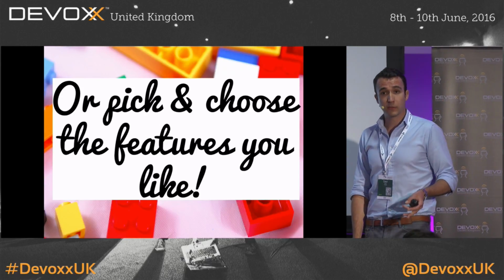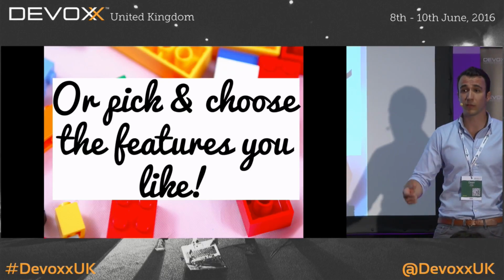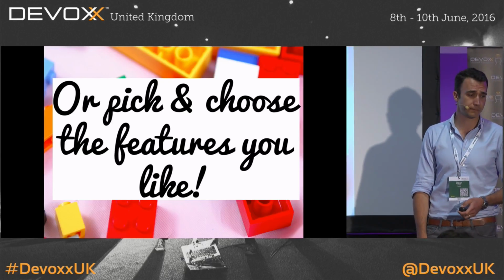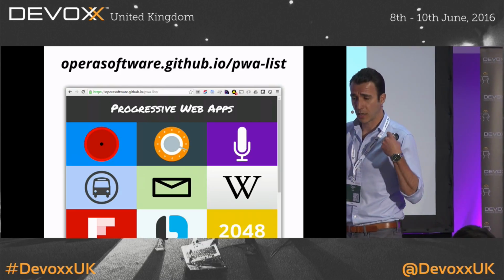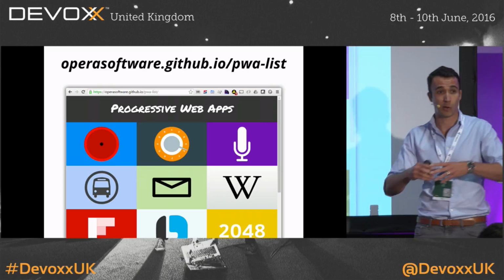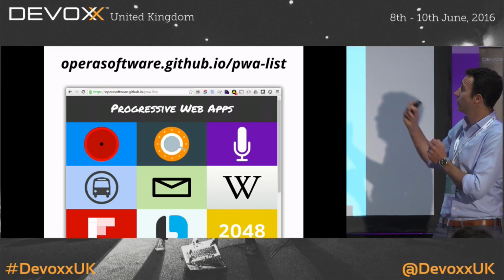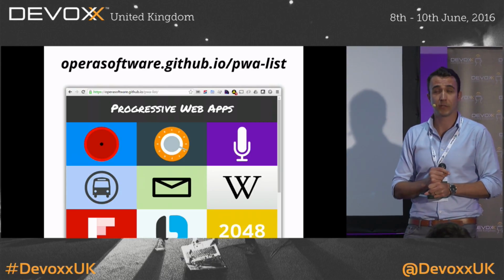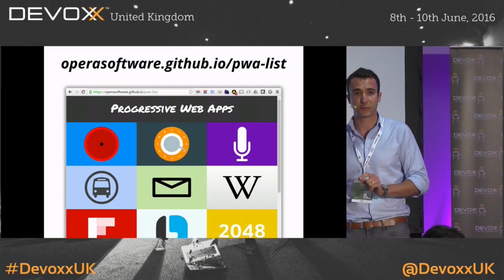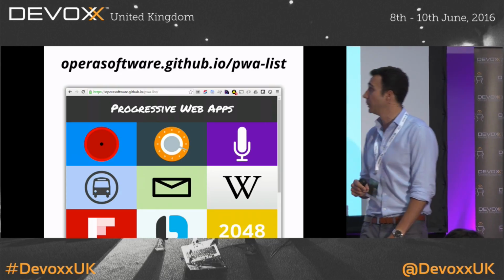Or, if like me, you just kind of like tinkering and playing around, why not just pick and choose? Think of them as Lego blocks, just adding them onto your site. There's some great examples out there of what progressive web apps are currently capable of doing and how some people are using them. This URL at the top is just a GitHub site, github.io/pwa-list, and there's loads of options you can just click on and go through them and have a little bit of a play around.